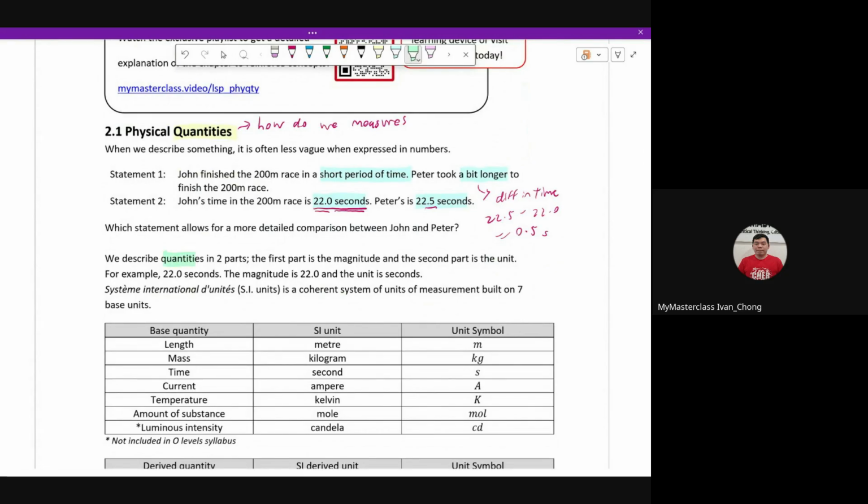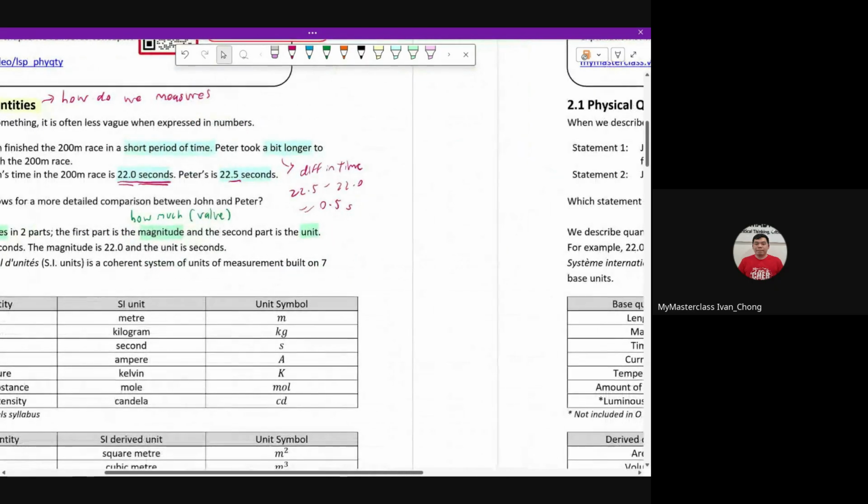So the thing is, for quantities, we always use magnitude and the unit. So what exactly is the magnitude? Magnitude is the how much, is the number, the value. So if you see over here, for example, the one that they used was time. So instead, let's use length. So if I say the length of a ruler is 15.0, this number is my magnitude, which is basically the value, right? And this is my unit. So the length here is your quantity. Okay, so you can see over here is quite a straightforward one.